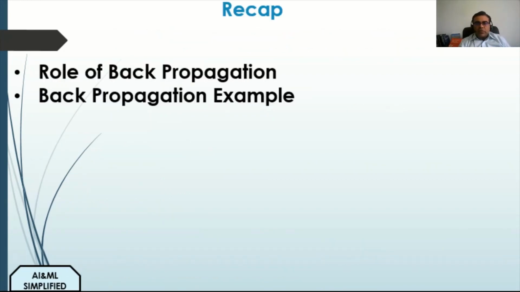So we see that network is able to update the weights, it is able to reduce the error through this whole process. So I hope you would have picked up some inputs with respect to the role of backpropagation, and also would have understood the whole concept of backpropagation with the help of this simple example.